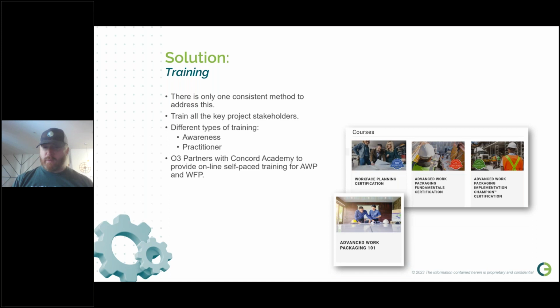They have a range of courses that you can take. You can run them all at your own pace. So they're all videos you can listen through to. There's tests at the end of each section. And by the end of each of these, you'll have a different understanding of the various levels of AWP. So you can take, for example, AWP 101 for that awareness training, or you can go through the full fundamentals course to get a proper level of practitioner training.